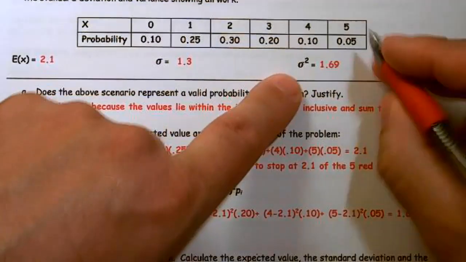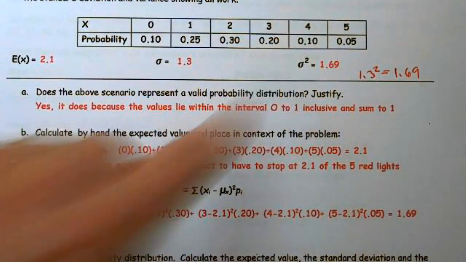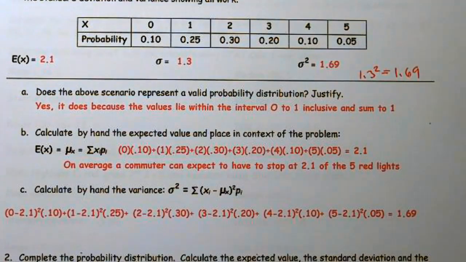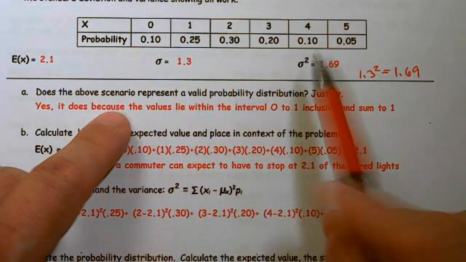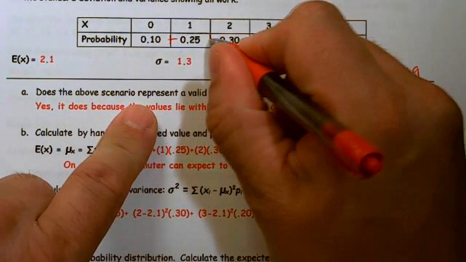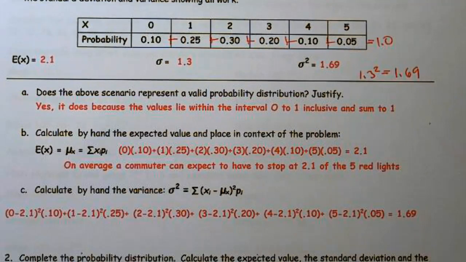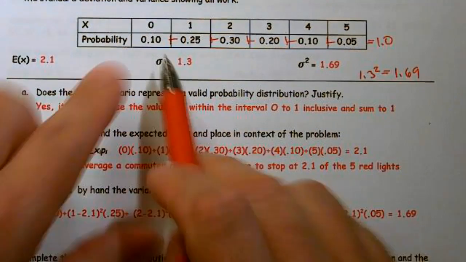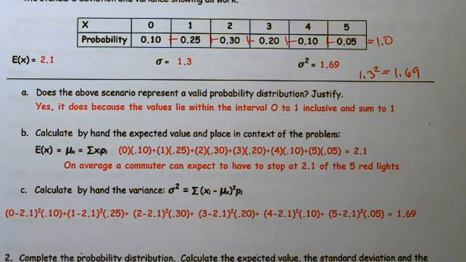To get the variance, I had to take the 1.3 squared, and that equals 1.69, because the calculator doesn't give variance. So the question is, does this represent a valid probability distribution? Well, when I add all these values up, they happen to equal 1.0. Because they equal 1.0, that's a good thing. And then I need to check all of them are positive and none of them are greater than 1. So I can't have any negatives, and they sum to 1. That's a valid probability distribution.